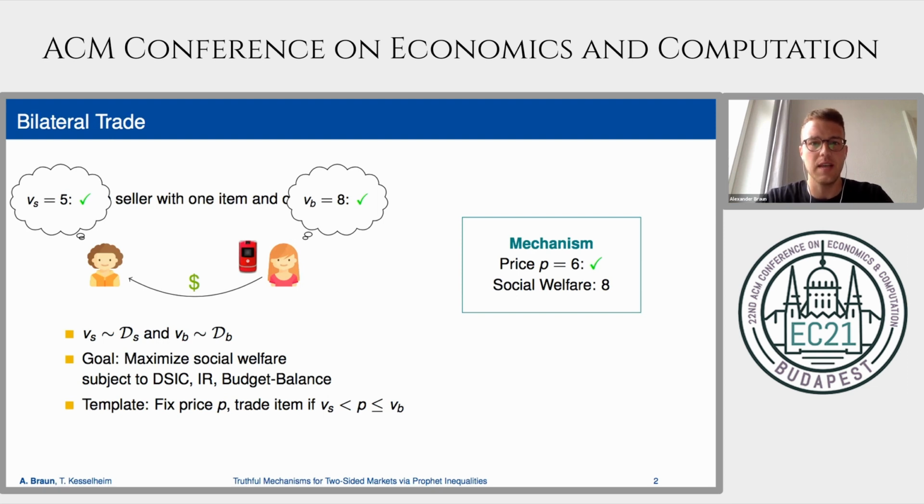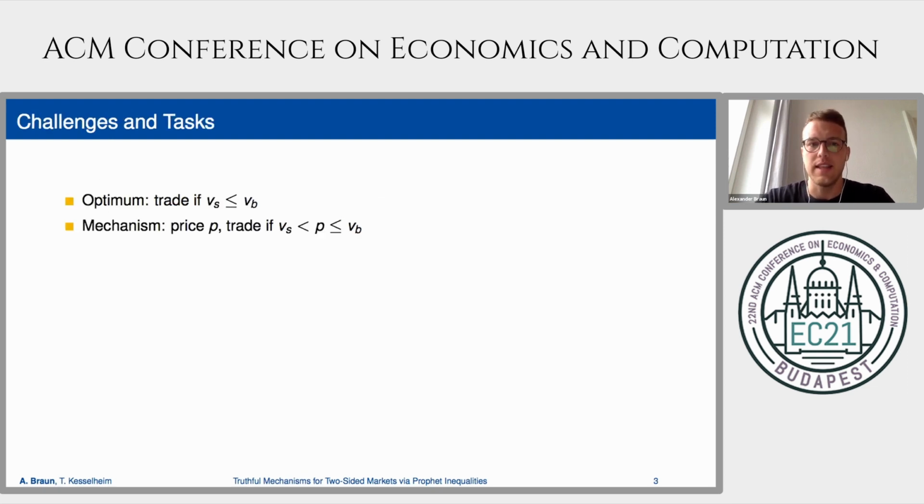What you can see in this example is exactly that, as the ex post optimum, you can trade the item if the value of the buyer is at least the value of the seller. And then you give it to the one who has the higher value.